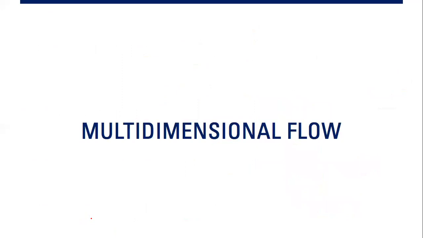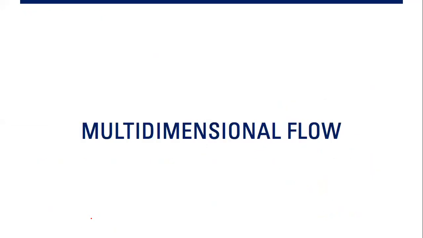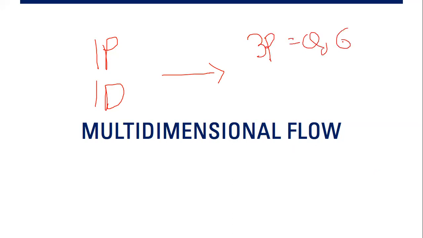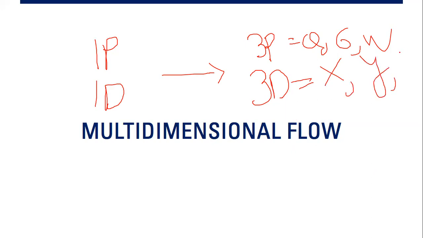Now, what about multidimensional flow? That was just non-horizontal, miring, inclined flow. So first we have one phase and one-dimensional flow. Now we have three phases, which are oil, gas, and water, and we have three dimensions, which are X, Y, and Z. So it will be very, very complicated.